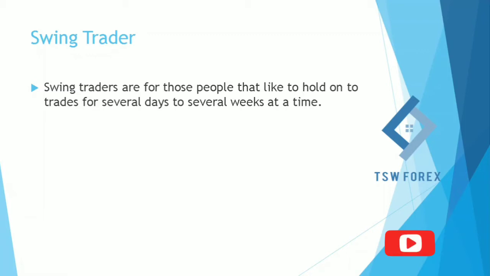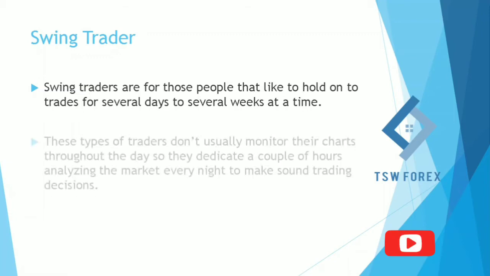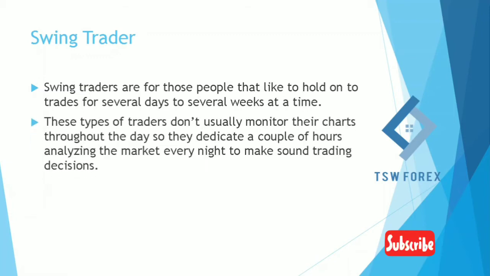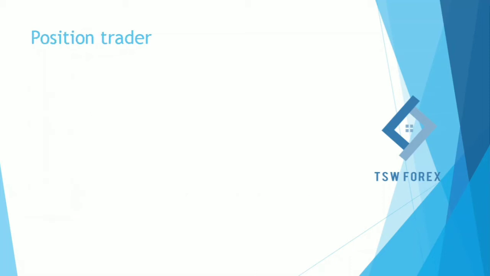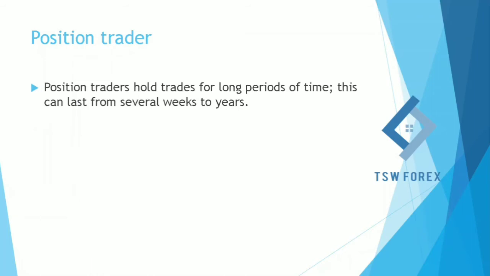Swing traders are for those people that like to hold on to a trade for several days to several weeks at a time. These types of traders usually don't monitor their charts throughout the day, so they dedicate a couple hours of analyzing the market overnight to make sound trading decisions. This type of trading is less frantic than scalping and day trading. So extreme alertness is less of a requirement, but the trader still requires a strong eye for detail when it comes to chart analysis and news events. And of course, technical analysis is one of the most important things when it comes to these types of trading styles.